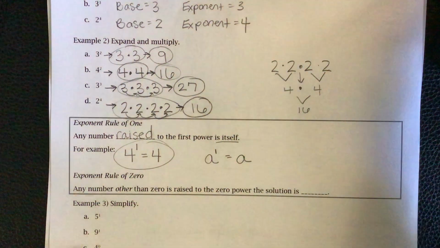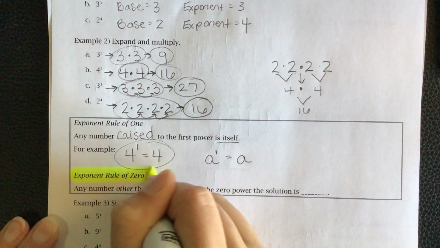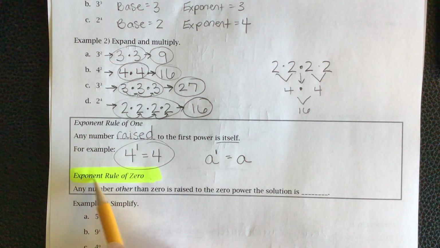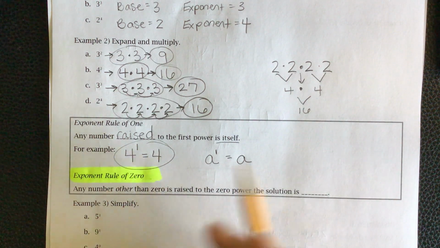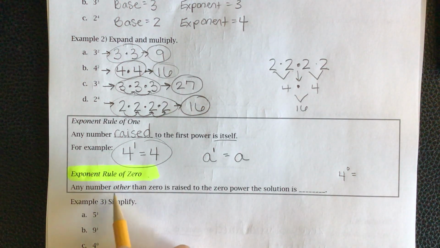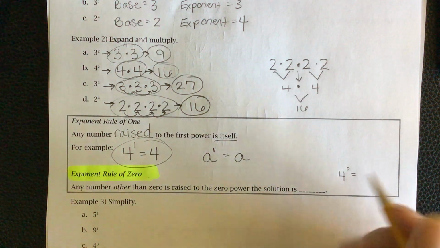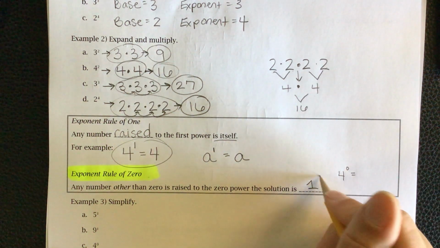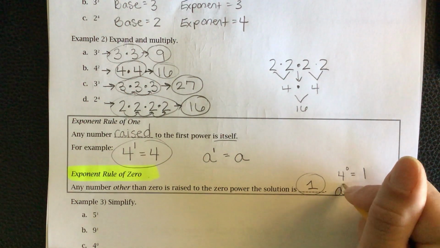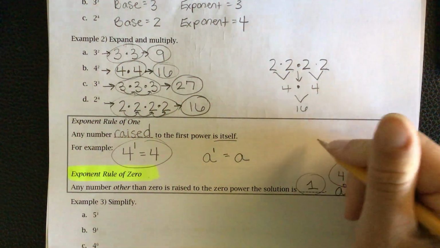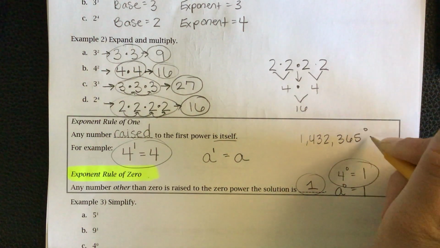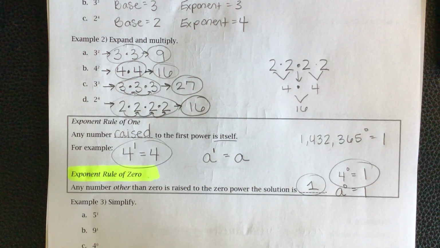The one that's tricky, the one that's going to get you, the one I'm going to highlight, is the exponent rule of 0. You have to remember that if this is itself, then what is something that is raised to 0? So what is 4 to the 0 power? Any number other than 0 raised to the 0 power, the solution is 1. That's the trick. So 4 to the 0 power is 1. A to the 0 power is 1. 1,432,365 to the 0 power is 1. Anything to the 0 power is 1.